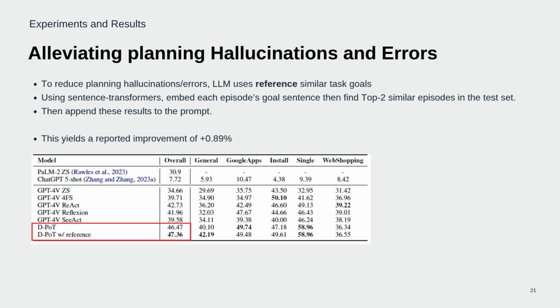The authors also tried another experiment to alleviate planning hallucination and errors. To reduce these, the LLM used reference similar task goals found using sentence transformers. They embedded each episode goal sentence and found the top two similar episodes in the test set. This retrieved information is appended to the prompt as additional context. This is represented in this table as DPOT with reference, which shows a 0.89% improvement, which is really great.